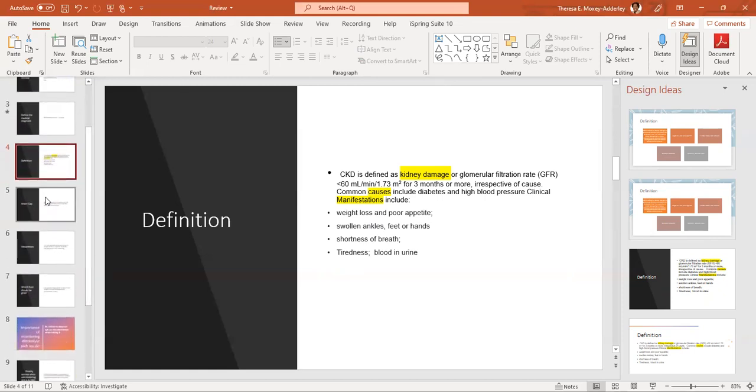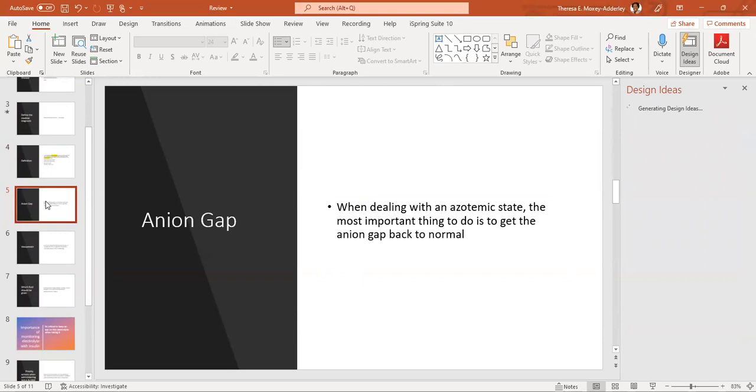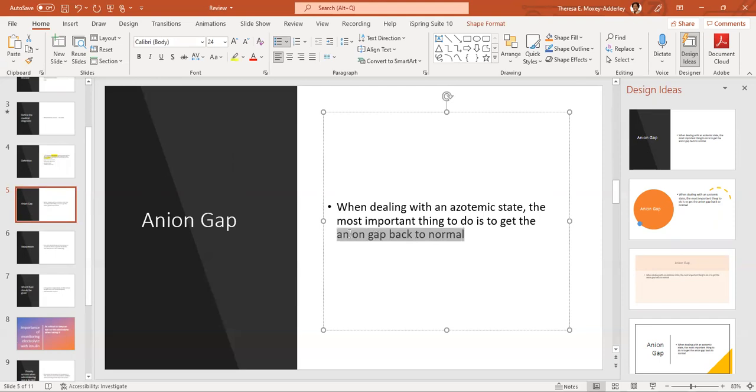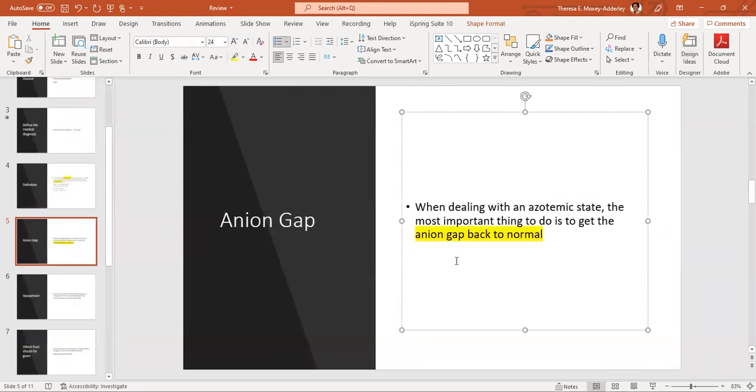As it relates to the anion gap, this is a response that I got from a group. How do you treat the anion gap? When dealing with azotemic state, the most important thing to do is to get the anion gap back to normal. That's the response I got from a 4th year group of students in complex nursing. What do you mean by anion gap back to normal? Even if I Google it, I would get a better response than that. What do you mean get it back to normal? There are no numbers in here, no time frame, no progression.